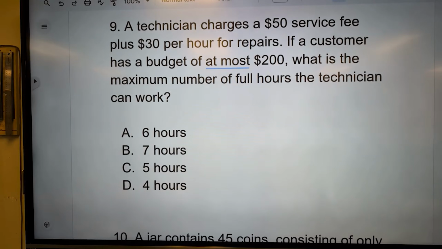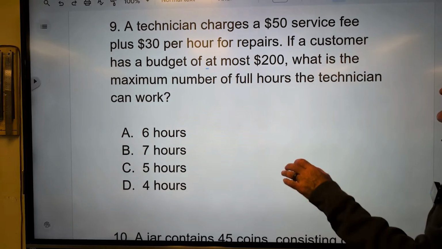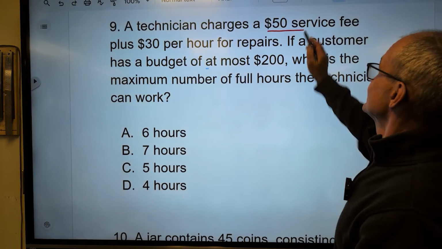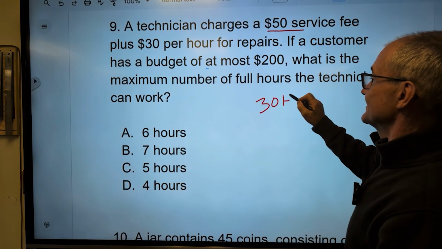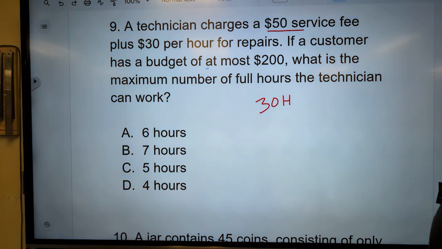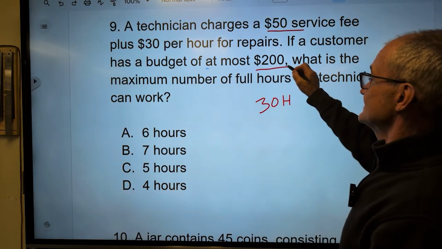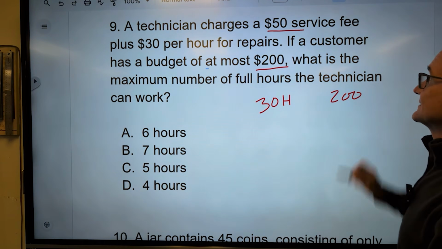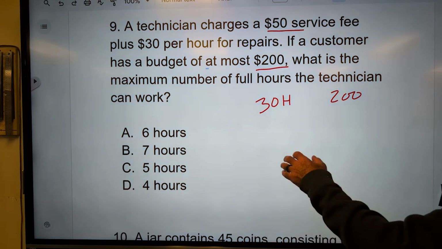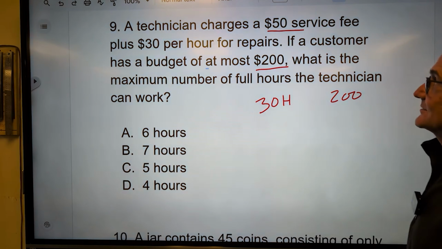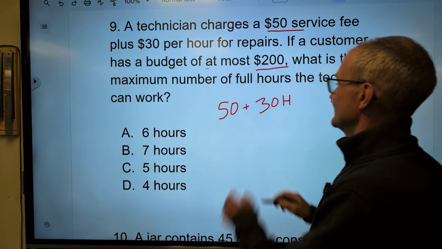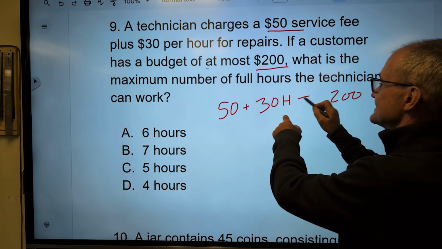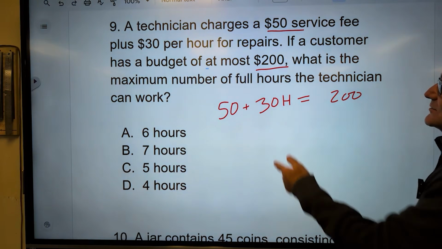See if we can figure this out and then use some algebra. A technician charges $50 service fee plus $30 an hour for repairs. If the customer's budget is $200, what is the maximum number of full hours the technician can work? So it is a $50 fee plus $30 per hour. This has to be 200 or less.